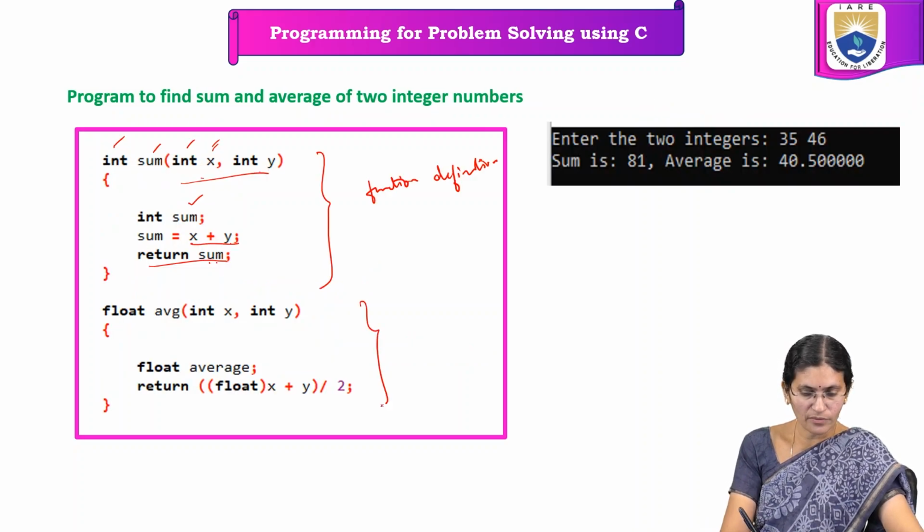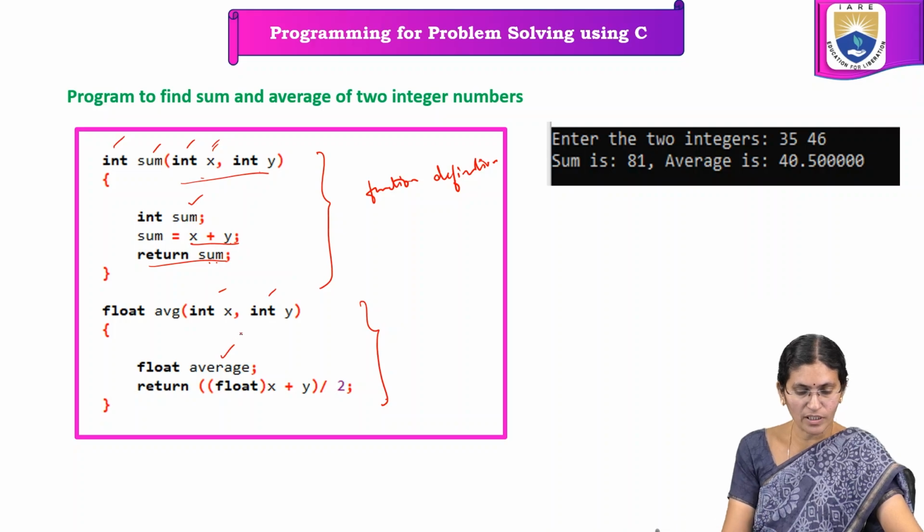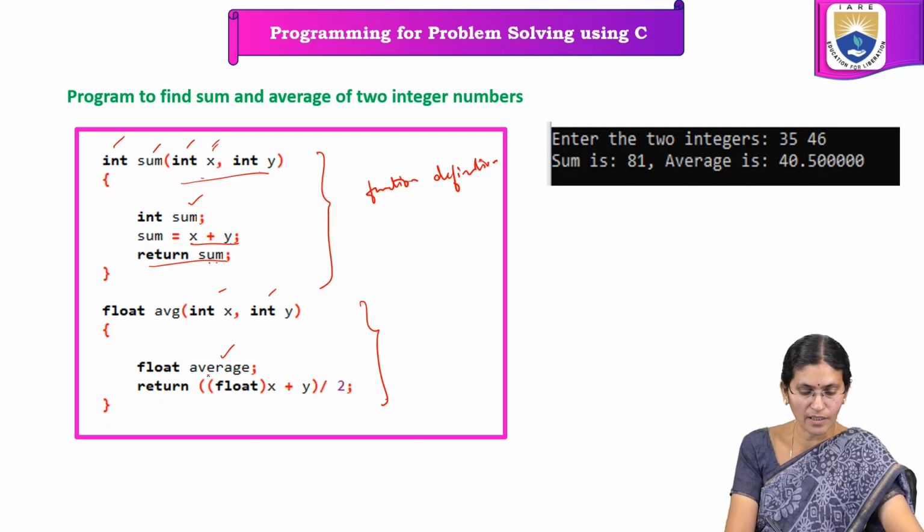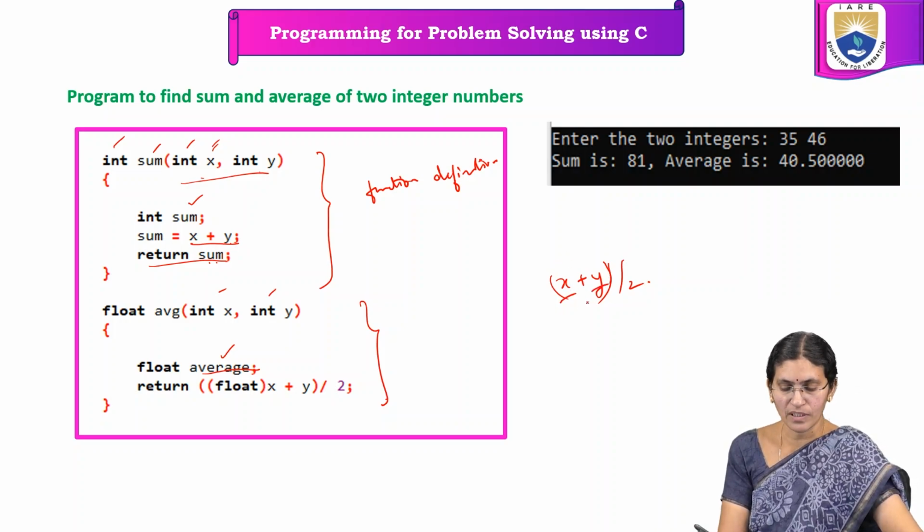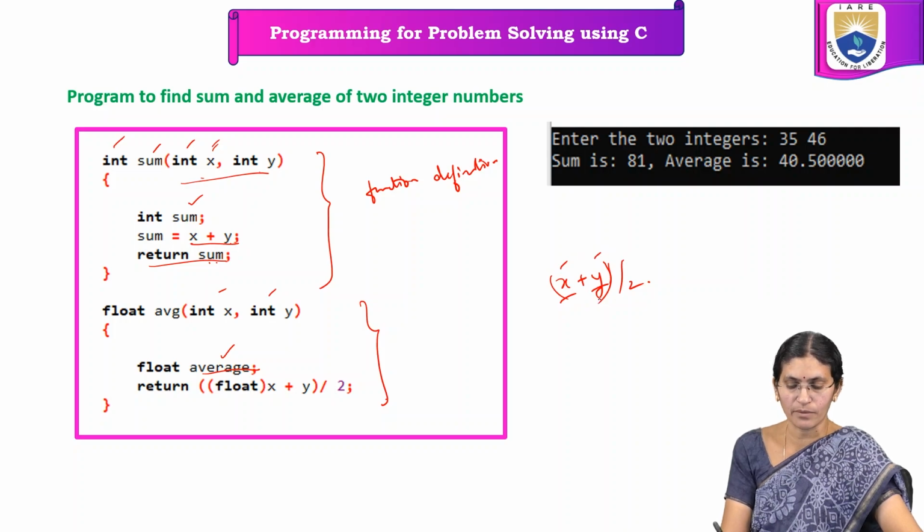So this is a function definition to calculate the average of two numbers. Two integers we are passing. Inside this we have declared one more variable, a float variable average. If you directly write x plus y, this is a formula to calculate the average. Since x and y are integer type, we need to typecast it. Any one variable can be typecasted. Typecasting is converting integer type to float type. Otherwise you will get the result in integer only.